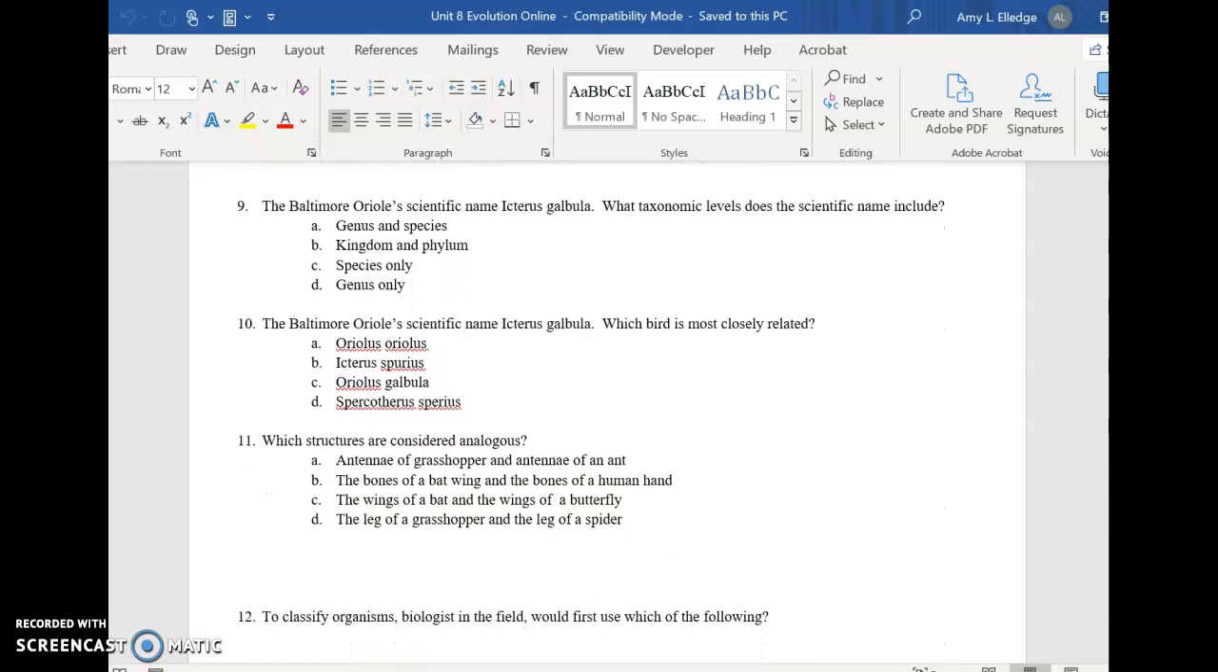Number 9, the Baltimore Oriole's scientific name is Icterus galbula. What taxonomic levels does the scientific name include? So we've answered this a couple times already. It is a genus and species.